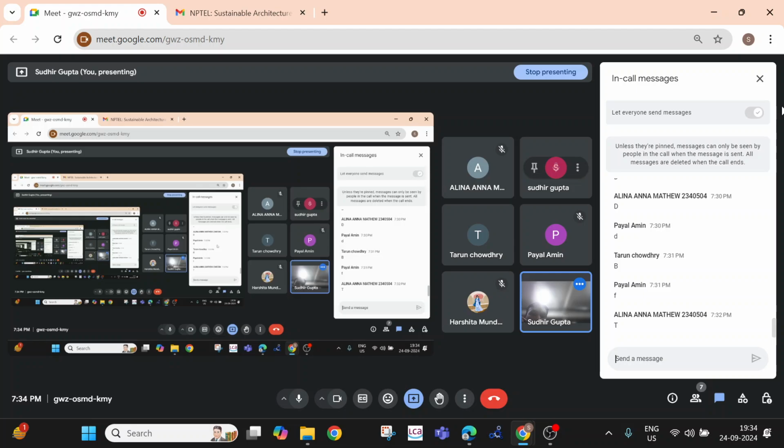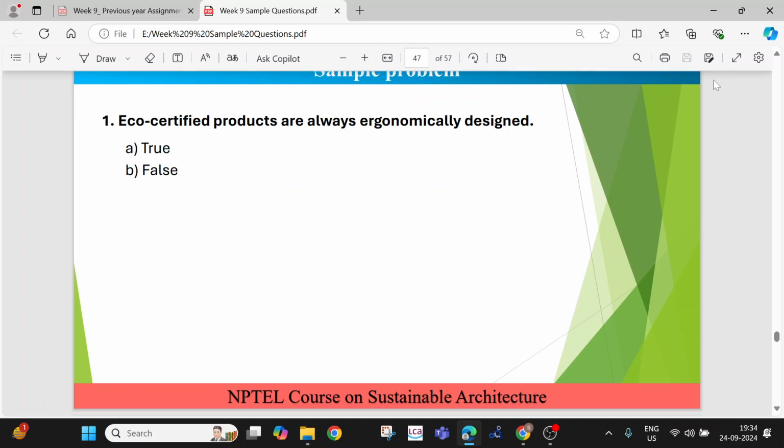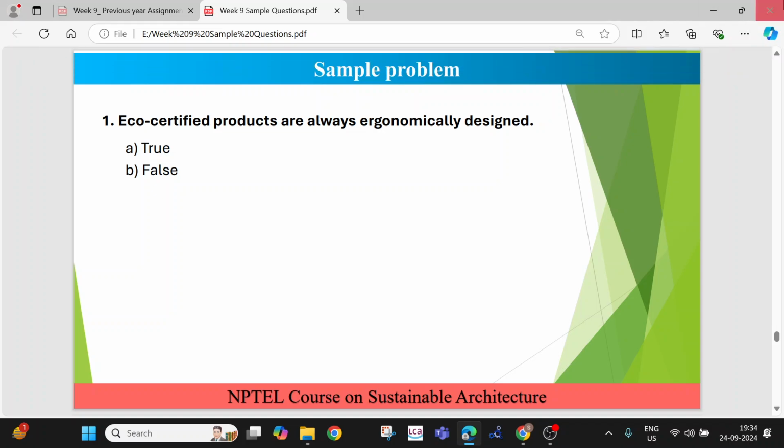Fine. So I want to first of all disclose the answer. For this question, false is the right answer. So whoever has answered true, I think they are lacking some correct concept related to this. Whoever has answered it correctly, that is false. Can you tell me why this statement is false, so that others can understand?